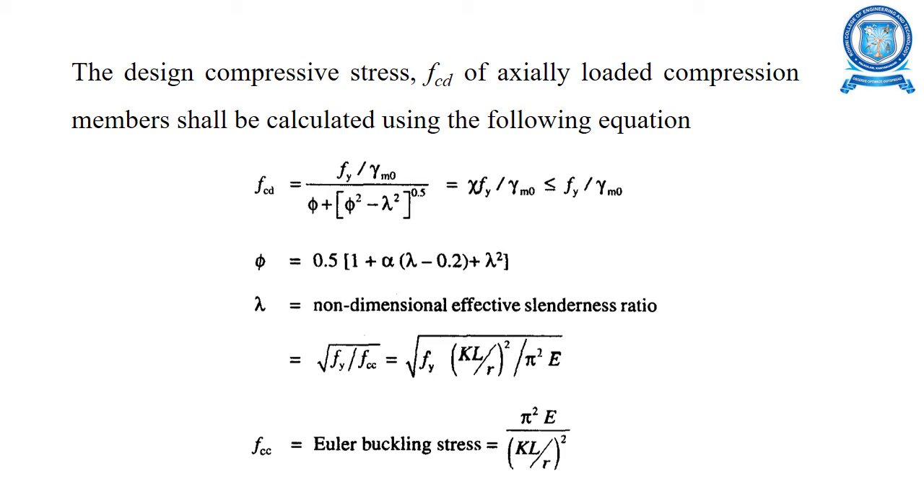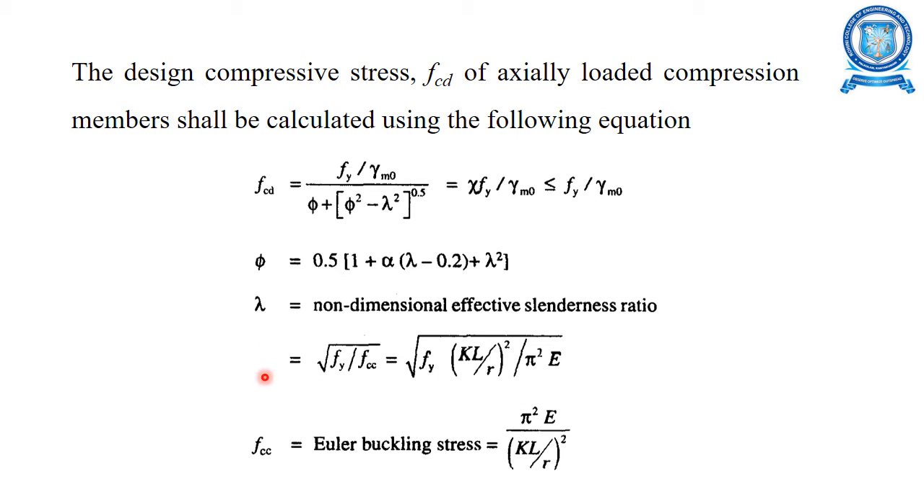The design compressive stress FCD of an axially loaded compression member shall be calculated using this equation. That is, FCD is equal to Fy divided by gamma m0 divided by phi plus the square root of phi square minus lambda square, which is equal to chi into Fy divided by gamma m0, less than or equal to Fy divided by gamma m0. The phi value will be calculated by 0.5 into 1 plus alpha into lambda minus 0.2 plus lambda square, where lambda is the non-dimensional effective slenderness ratio.